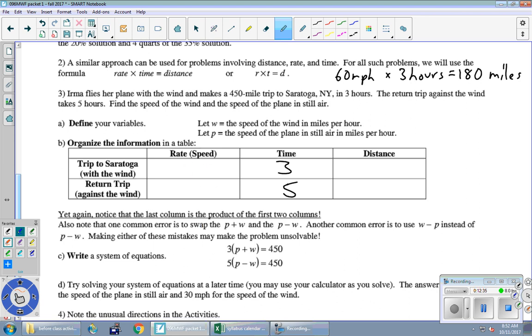Suppose, I'm just going to make up an example here. Suppose that the speed of the plane is 100 miles per hour. That's with no wind. That's like its normal ability. And suppose that the wind is 20 miles per hour. And suppose for a second that the plane and the wind are going in the same direction. The wind is helping. How fast would the plane actually go?